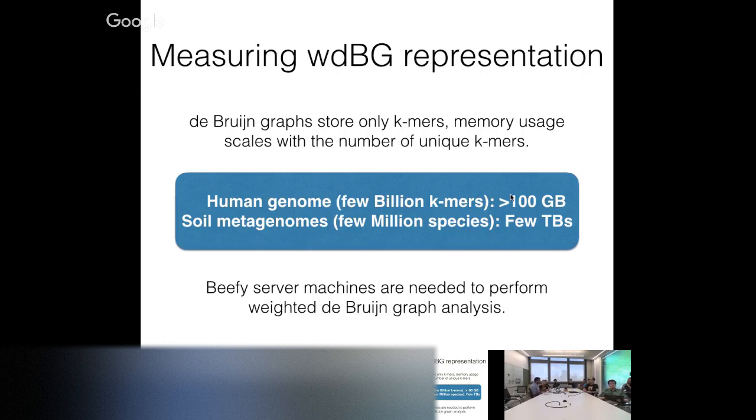So researchers in the past have been using beefy server machines to actually do the analysis on these huge data sets and the graphs that they create out of these data sets. To represent these graphs compactly is a big issue now. If you don't want to go to multiple different machines, and you want to do the analysis on a single machine, then you want to represent these graphs as compactly as you can.